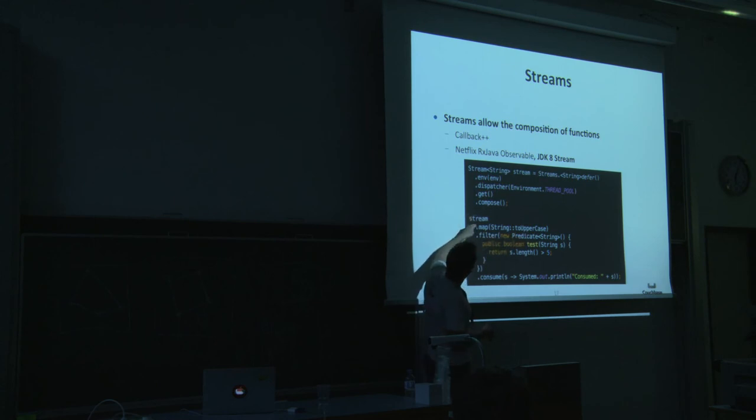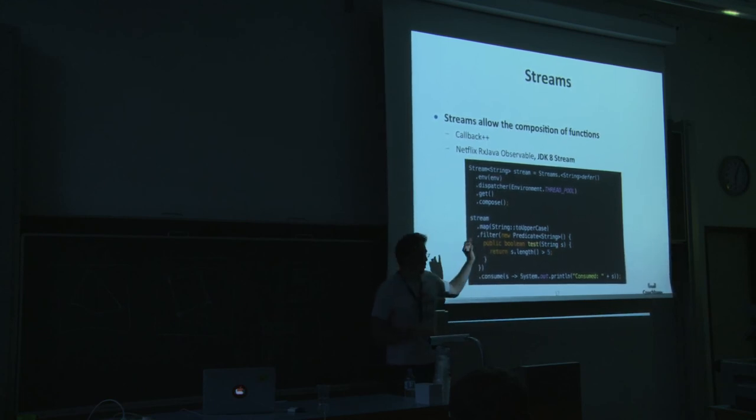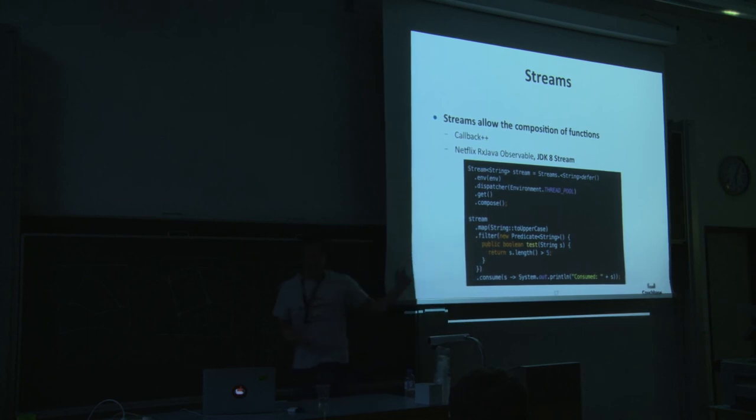Everything that goes into the stream first gets put into the uppercase method of the stream class, and then the uppercase stream gets returned. And the returned stream gets put into the filter method, where we apply the predicate and say, only let it propagate to the next consumer if the length is greater than 5. And in the last consumer, we just print out the line. But very important to note is that all of these steps get executed asynchronously. There is no simple blocking code in here, not a single line.